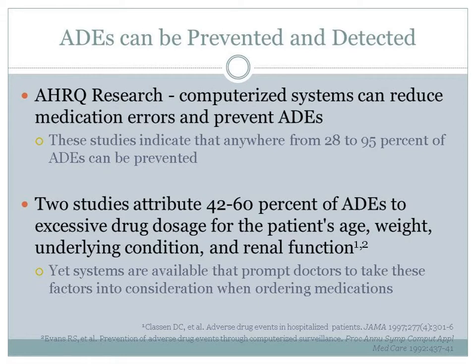So where we're going to go now is we're going to talk a little bit about how adverse drug events can be prevented, can be detected. And there's been some research done by AHRQ, and they've shown that computerized systems can reduce medication errors and prevent adverse drug events. And their studies have shown that anywhere between 28 and 95% of adverse drug events can be prevented. Then two studies attribute somewhere between 40 and 60% of ADEs to excessive drug usage for the patient's age, weight, underlying condition, and renal function.